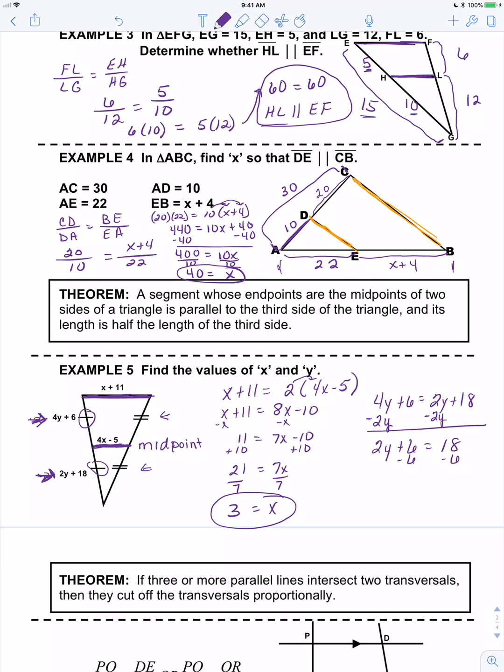So that gives us 2y plus 6 is equal to 18. We're going to subtract 6 from both sides. So 2y is equal to 12. Divide both sides by 2. So y is 6. And we found both of those.